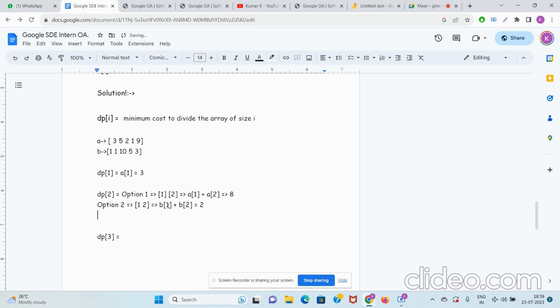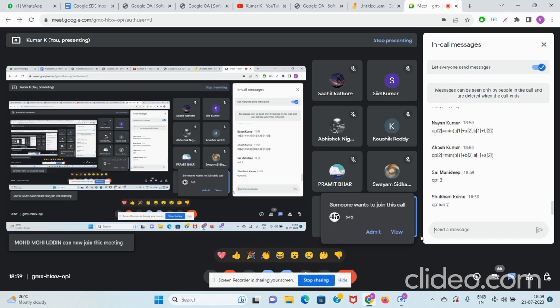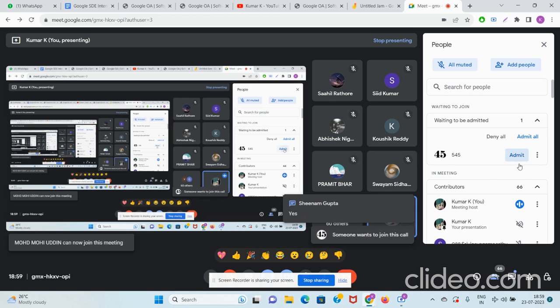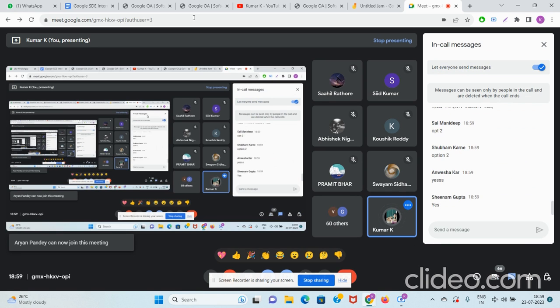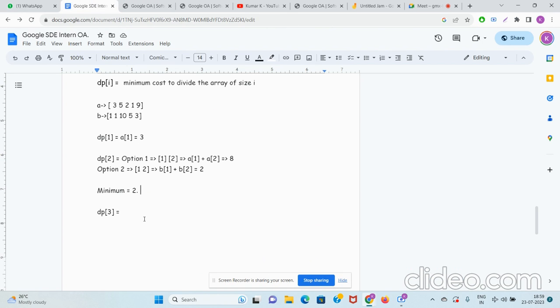So guys, we want the minimum. What is the minimum of 2 and 8? Which option is the minimum, option 1 or option 2? Option 2. So dp of 2 is nothing but 2. Guys, is it clear to everyone that dp of 2 is 2? Everyone start writing in the chat, guys. Be quick, fast. Kumar, good student. Good, great. Now guys, dp of 3.